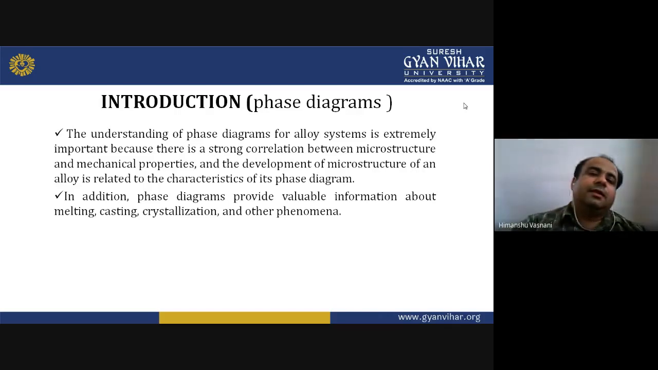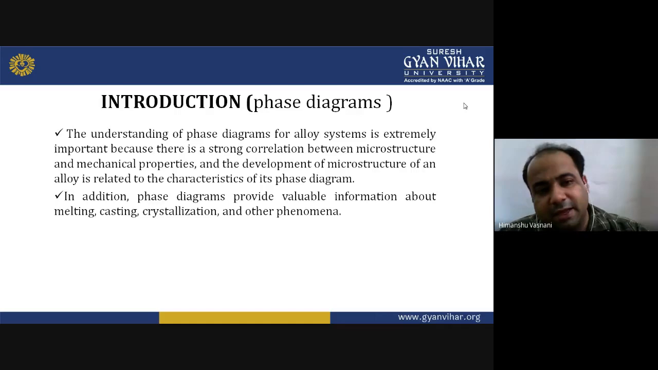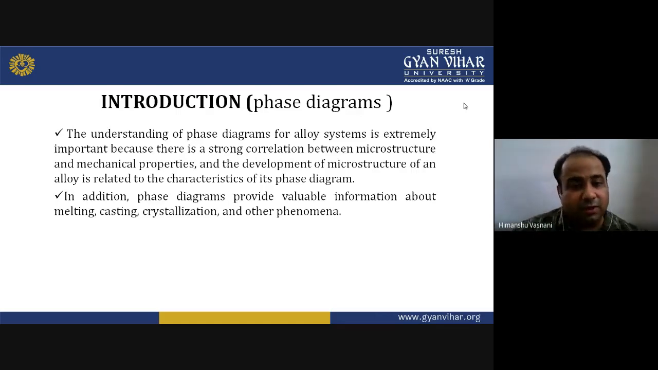The understanding of phase diagrams for alloy systems is extremely important because there is a strong correlation between the microstructure and mechanical properties. The development of the microstructure of an alloy is related to the characteristics of its phase diagram. In addition, phase diagrams provide valuable information about melting, casting, crystallization, and other phenomena.